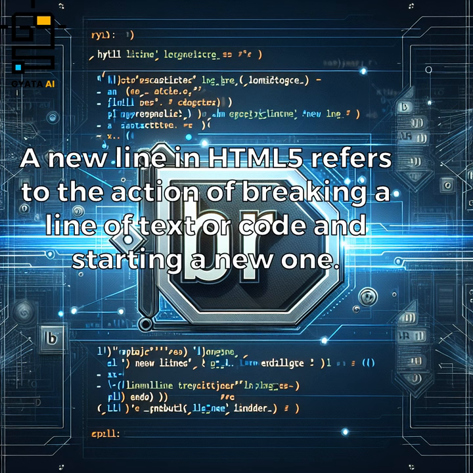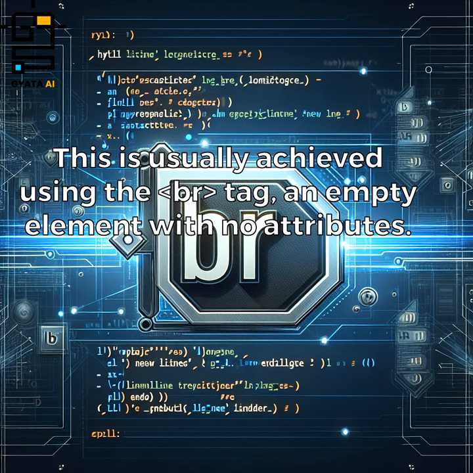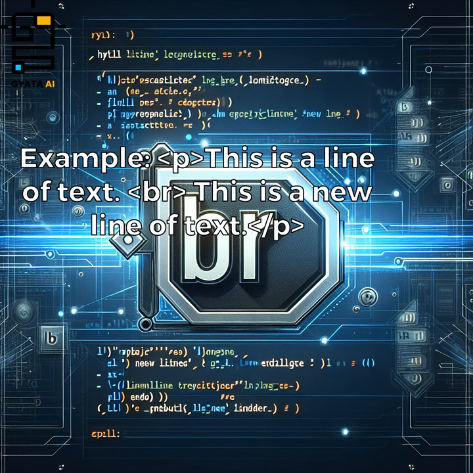A new line in HTML5 refers to the action of breaking a line of text or code and starting a new one. This is usually achieved using the br tag, an empty element with no attributes. Example: This is a line of text. This is a new line of text.